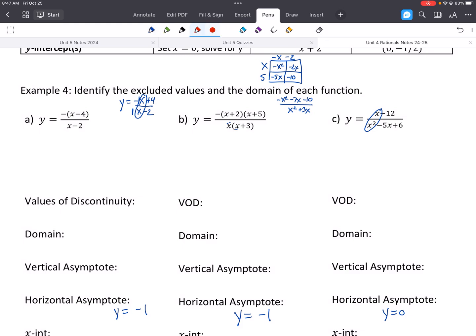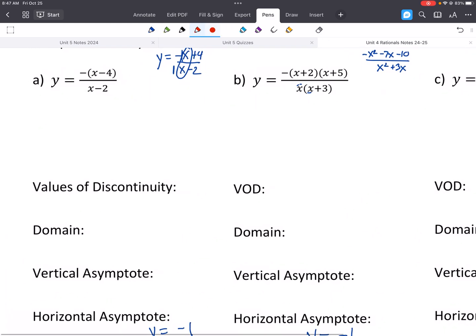Values of discontinuity. So what would break the equation? What makes the bottom 0? Okay, so here it would be x equals 2. So we'd say we cannot use 2. Okay, the domain would go from negative infinity to 2, and then from 2 to infinity. Vertical asymptotes would be x equals 2.